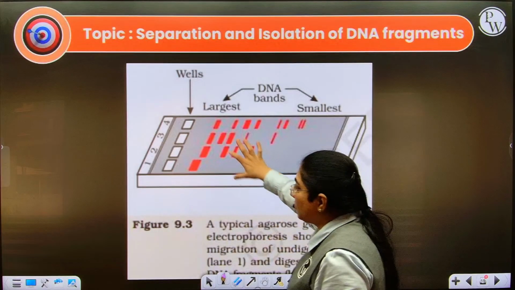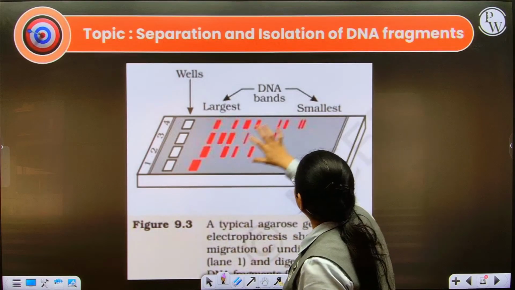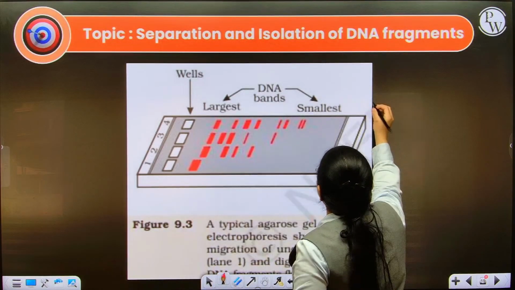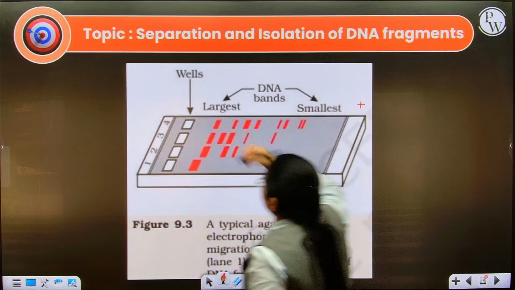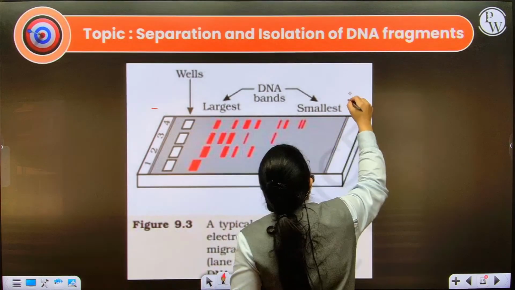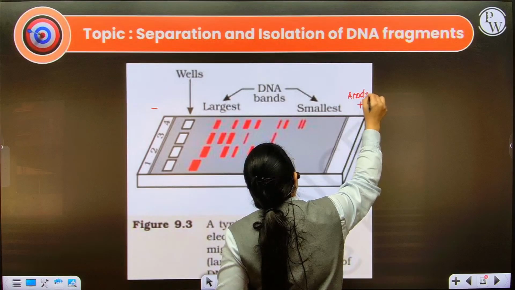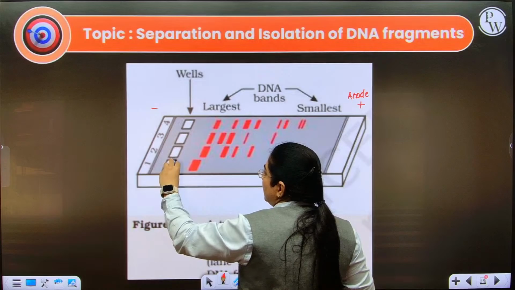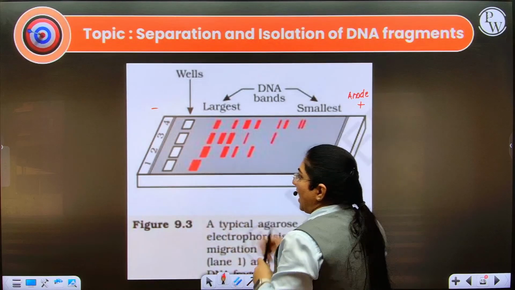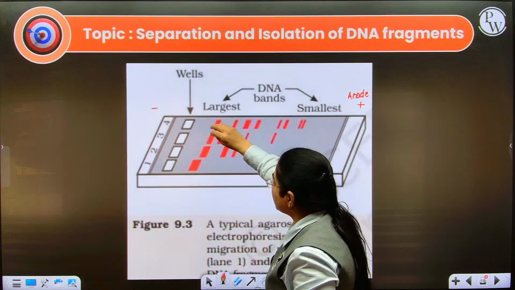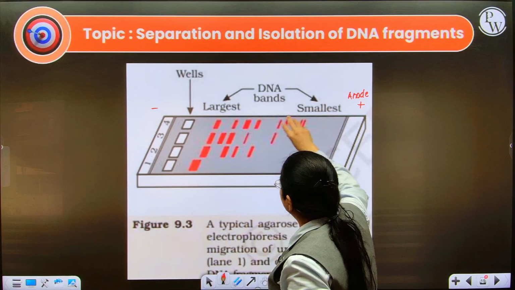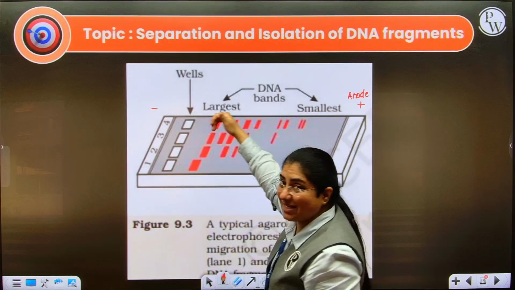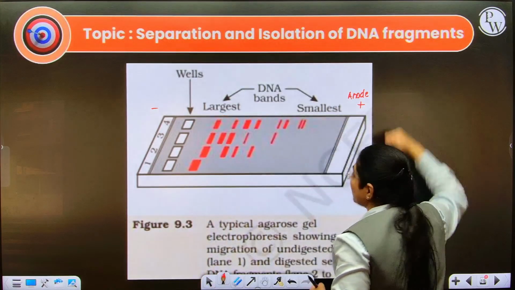Now DNA molecules are negatively charged. So if I am drawing here, on this side we have our positively charged anode, and we have the negatively charged cathode. Once we have placed our DNA fragments into these wells, we will now pass the current. As we pass the current, these fragments will start to separate out, as you can see here. Since DNA is negatively charged, it will move towards the positive charge.